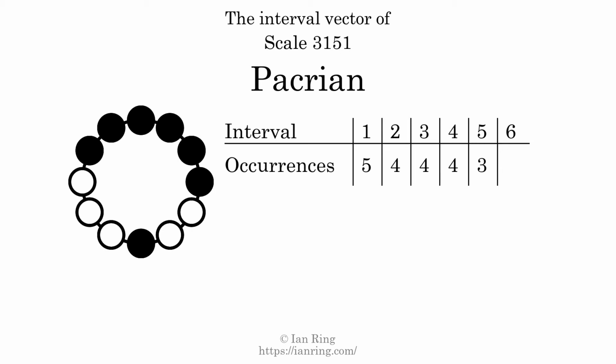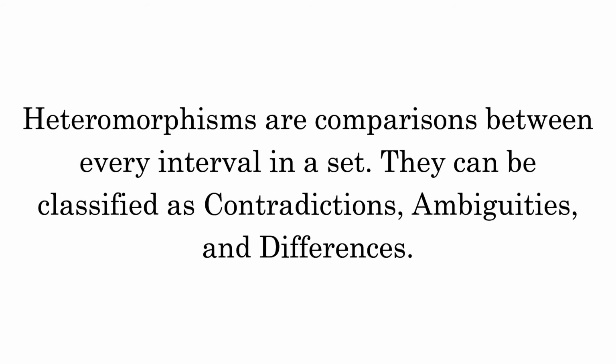There are 3 intervals with the size of 5 semitones. They are here, here, and here. There is 1 interval with a size of 6 semitones. It is here. Each interval does not appear in this scale a unique number of times, so this is not a deep scale. Heteromorphisms are comparisons between every interval in a set.